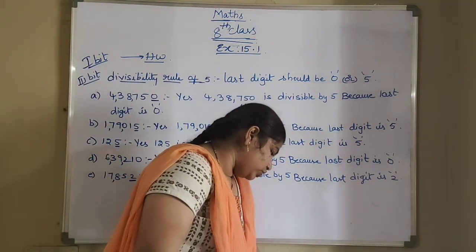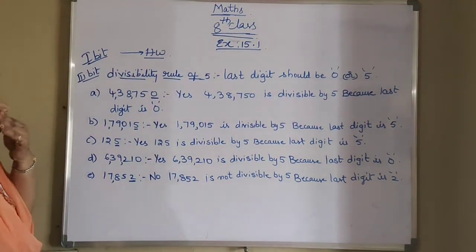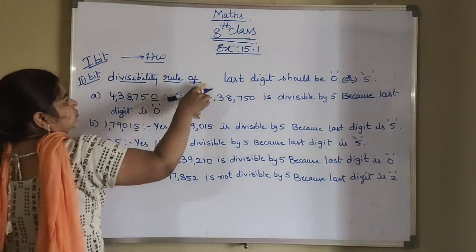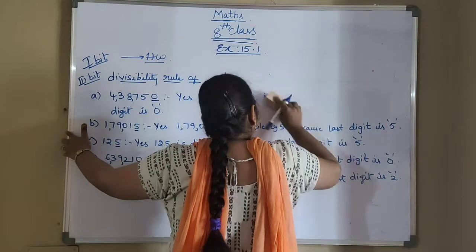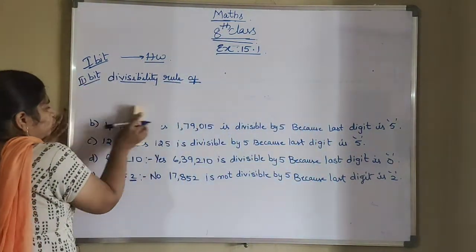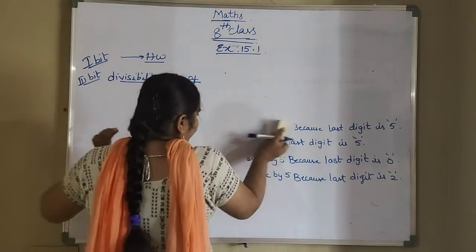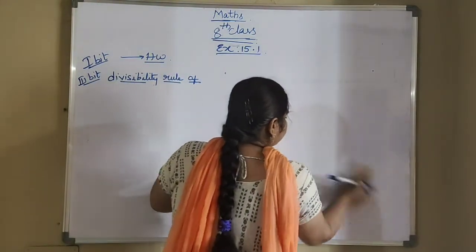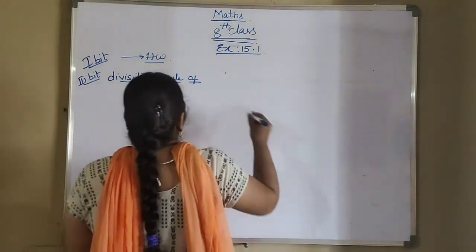Okay, so this is our third bit. Next, we have to check for 10 now. So what is the divisibility rule of 10? The last digit should be only 0. If the last digit is 0, then we can say that the given number is divisible by 10. So first you write the divisibility rule of 10.